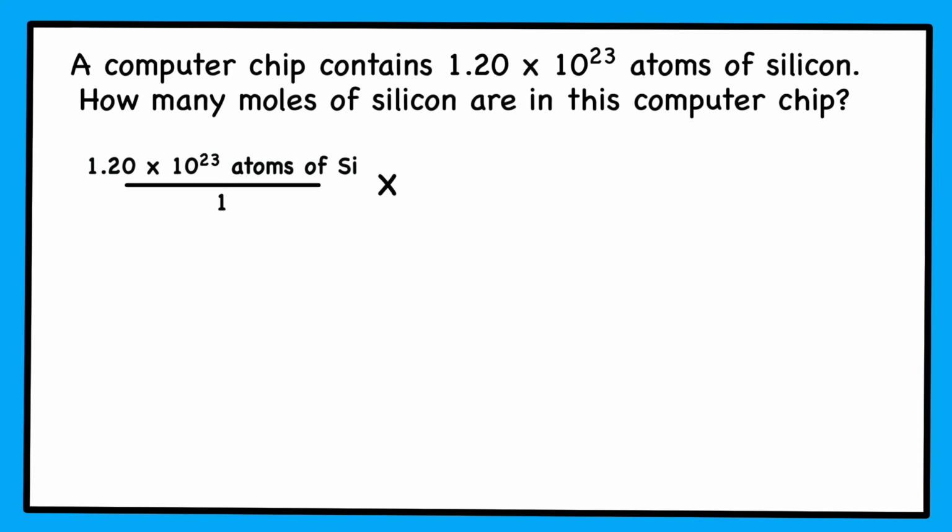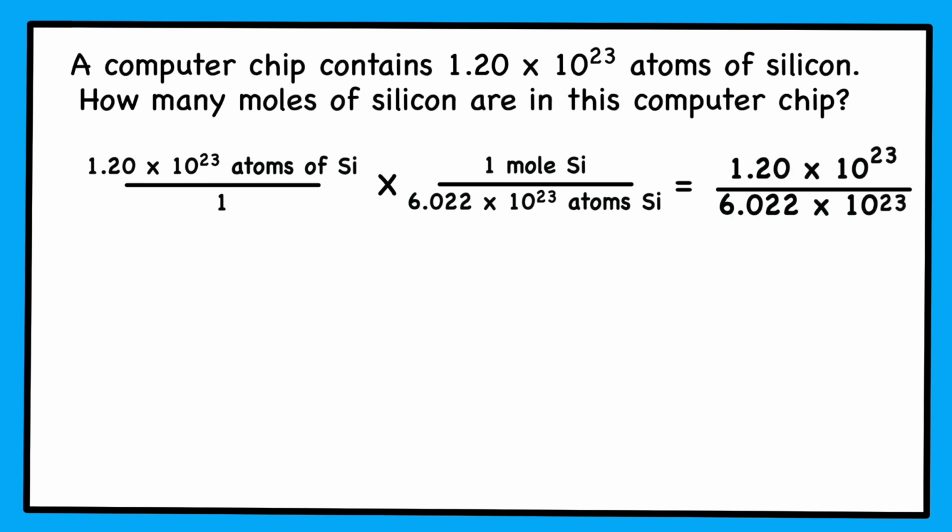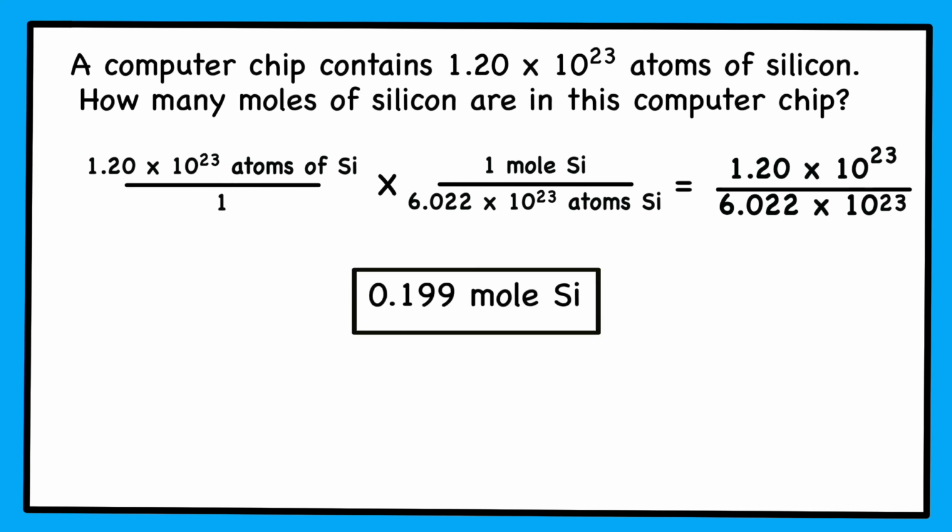Then we're going to multiply it by 1 mole of silicon over Avogadro's number, or 6.022 times 10 to the 23rd atoms of silicon. This results in a division problem of 1.2 times 10 to the 23rd divided by 6.022 times 10 to the 23rd, and we get 0.199 moles of silicon in this computer chip.